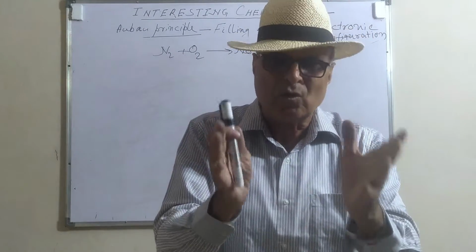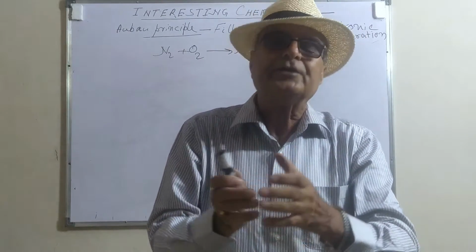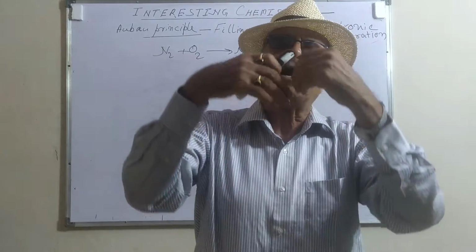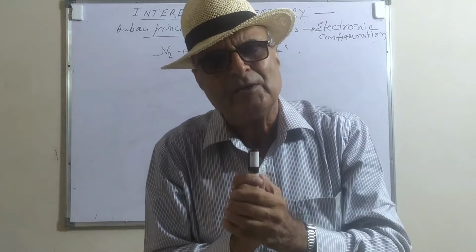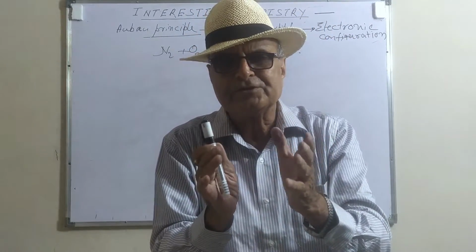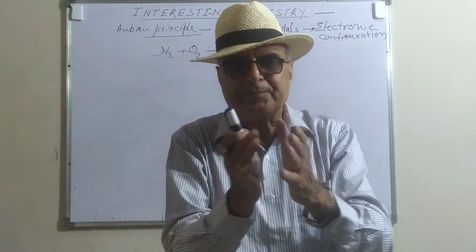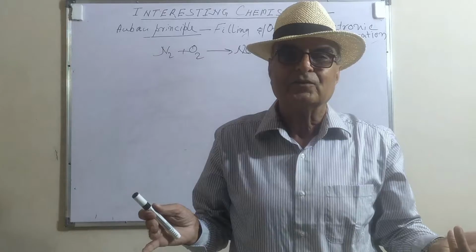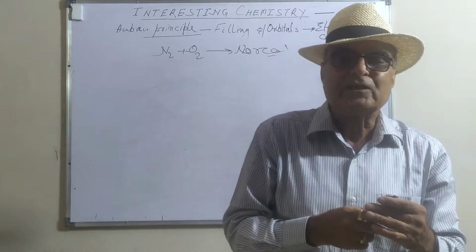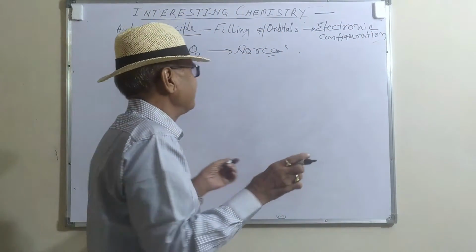I am talking about normal temperature. At higher temperatures they also react with each other, but at normal temperature they exist separately and don't react. Why? So come to the electronic configuration of nitrogen.